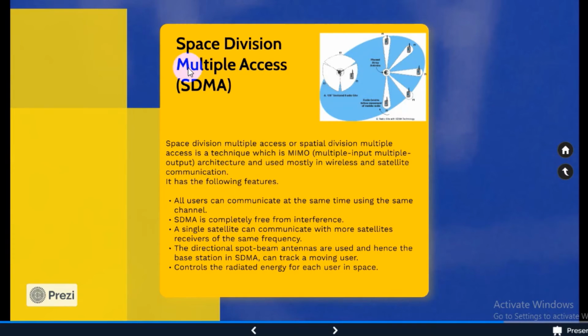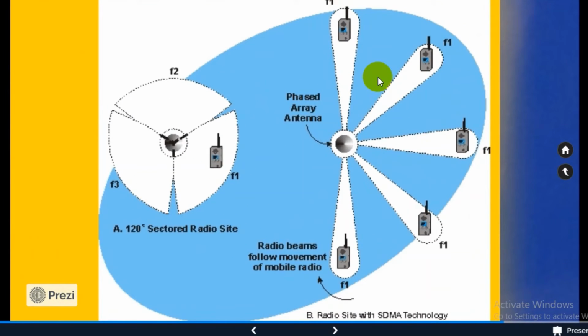In space division, MIMO is a particular architecture widely used in wireless and satellite communication. So when I talk with regard to space division multiple access, the architecture that is employed is multiple input and multiple output. Let us have a look at this particular figure wherein you can see that an antenna is being employed and you have various spaces that are being designed.